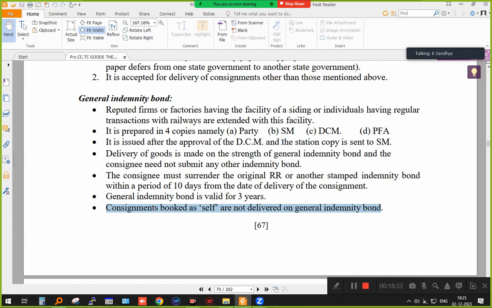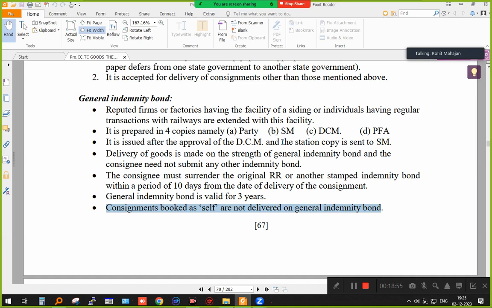Yes, it is like a self check. There, the word is SELF. That means it is not that the same consignor name and consignee name are printed. No, that is not that. The word SELF is written in the column where the word consignee should be.